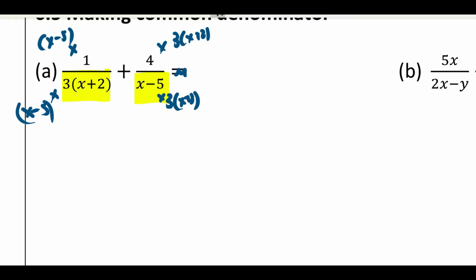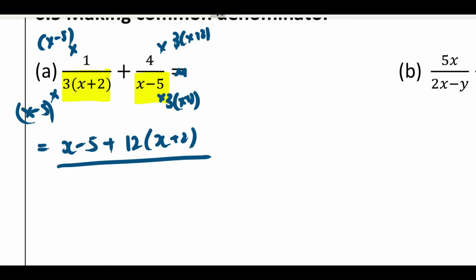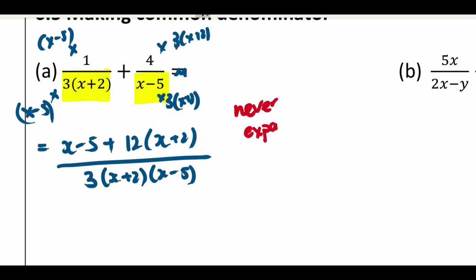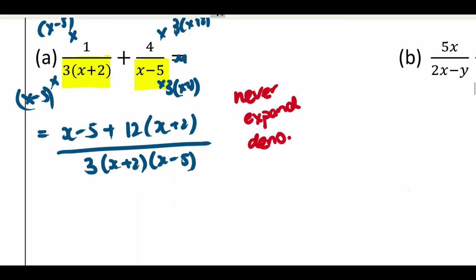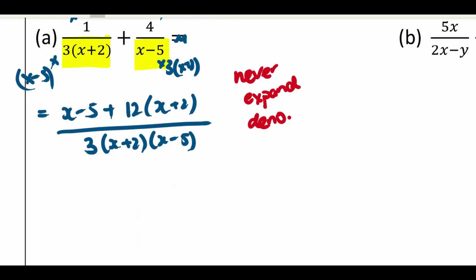Okay, so the equal sign is right here. Numerator, the first one will be x minus 5 plus the 3 multiplied to the 4, 12 bracket x plus 2 over, okay, but now the denominator, you can just write one denominator and never ever expand the denominator. Never ever expand the denominator. Never expand the denominator. Okay, why? Later, there are some terms where you can cancel out. Okay, then it's easier to see from there.